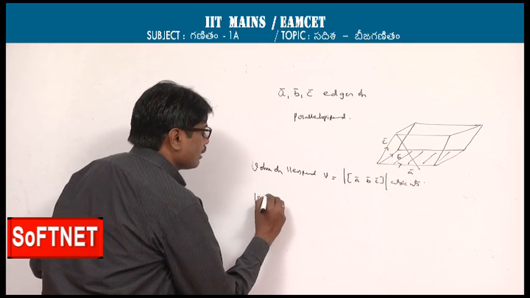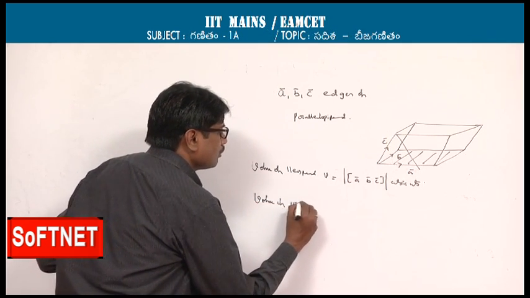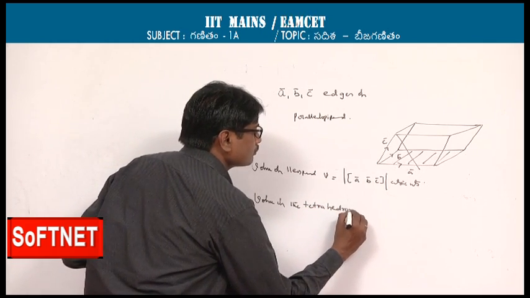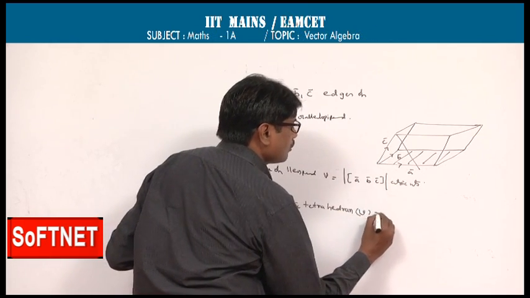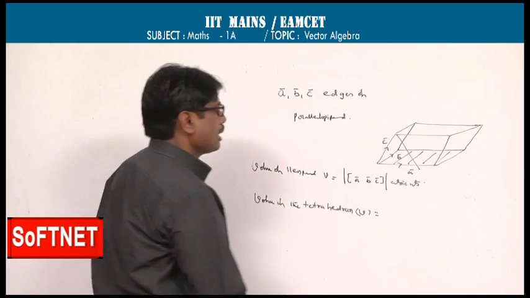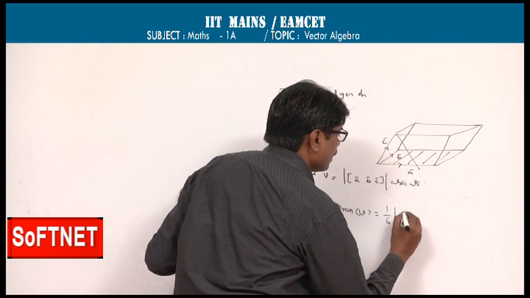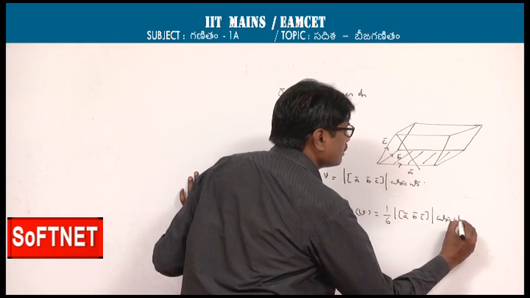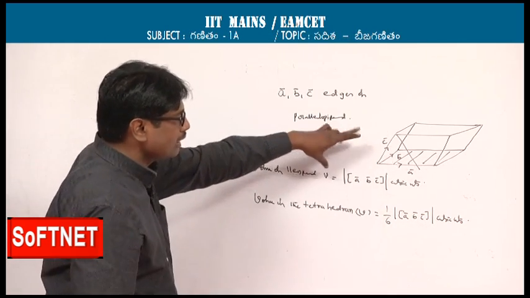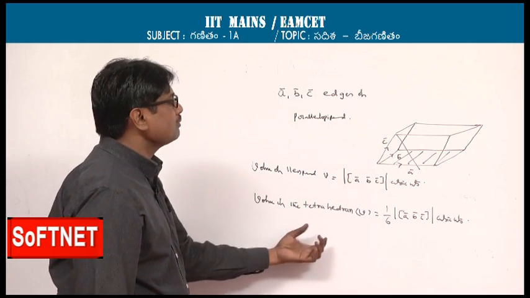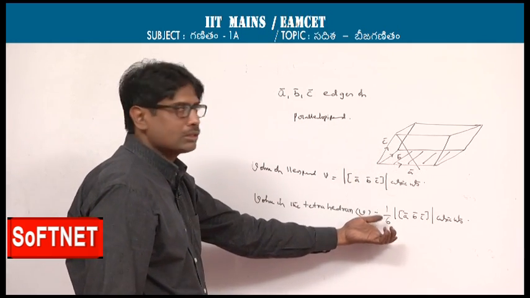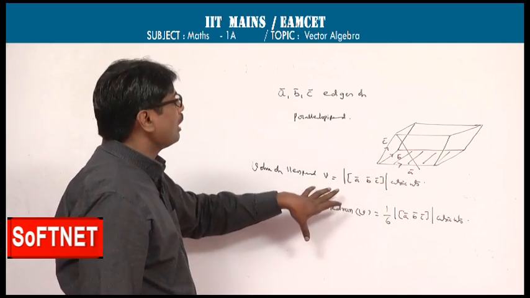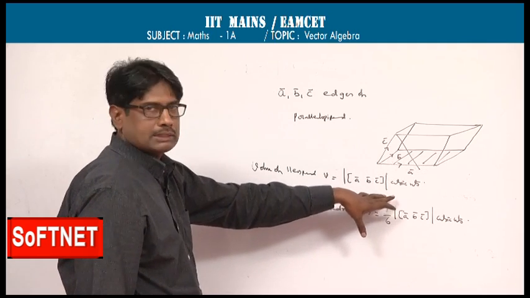Volume of the tetrahedron is V is equal to 1/6 of the volume of the parallelepiped, 1/6 times mod of box of A bar, B bar, C bar cubic units. If A bar, B bar, C bar are the edges of the tetrahedron, the volume of the tetrahedron is 1/6 times box of ABC. If A bar, B bar, C bar are the edges of the parallelepiped, the volume of the parallelepiped will be box ABC.